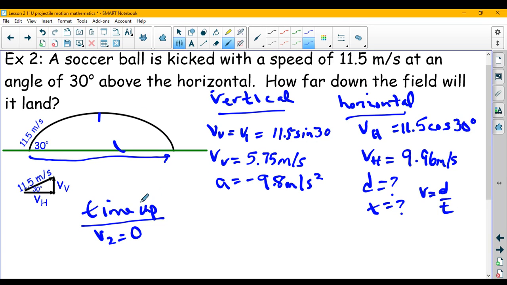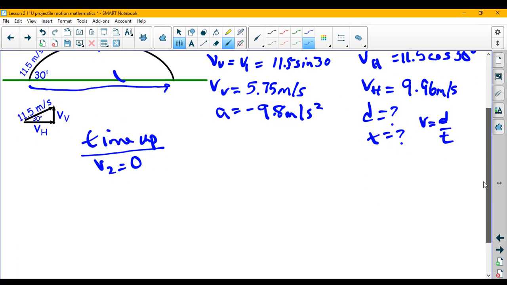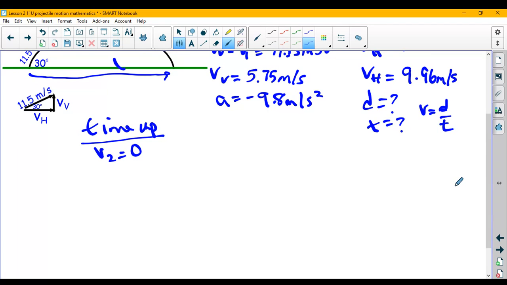So if I can find the time up, in this case, the time up is going to be the same as the time down. So I find the time up, I double it, and find the time down. So all I need to do is pick the right equation, solve for time, double it, and I'll be good. I'm going to stop there just because I'll run out of time on this video. Please join the next video to see this equation being solved.